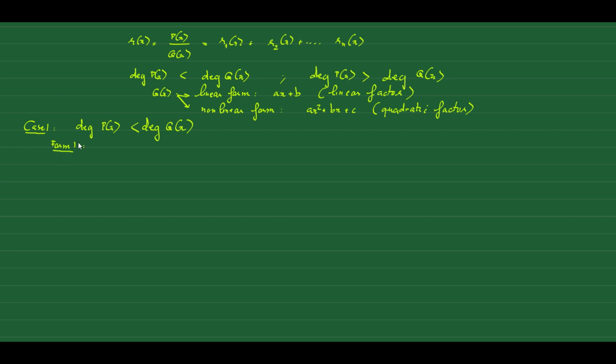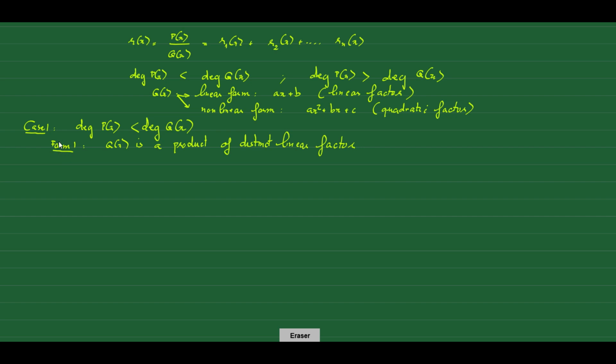Form number 1 is the one where the denominator is a product, which is the denominator cube x. Cube x is a product of distinct linear factors. Okay, it's a product of distinct linear factors.